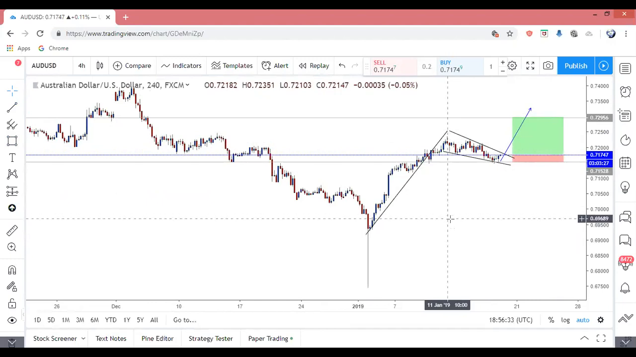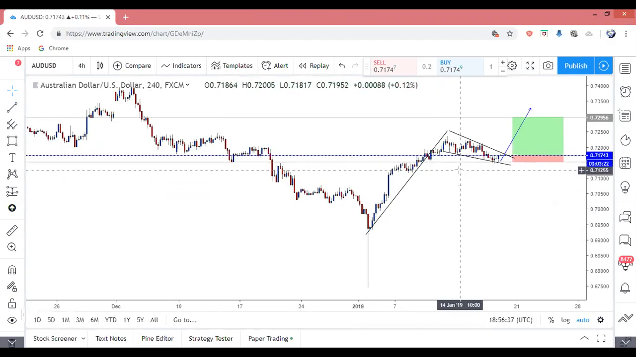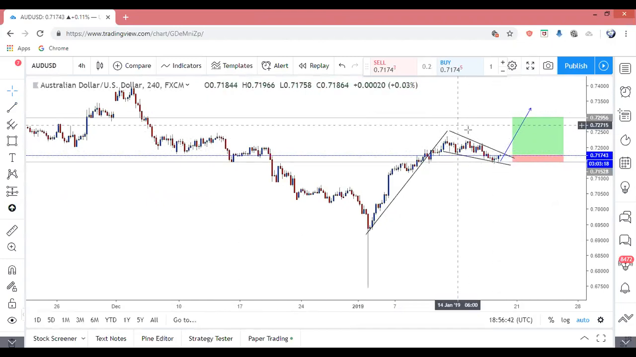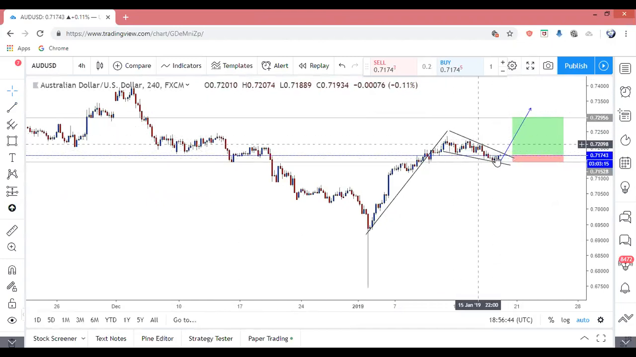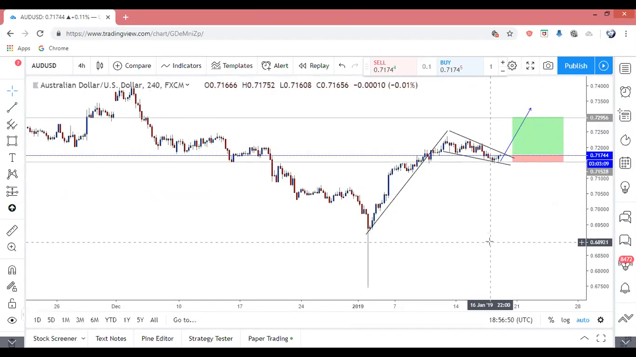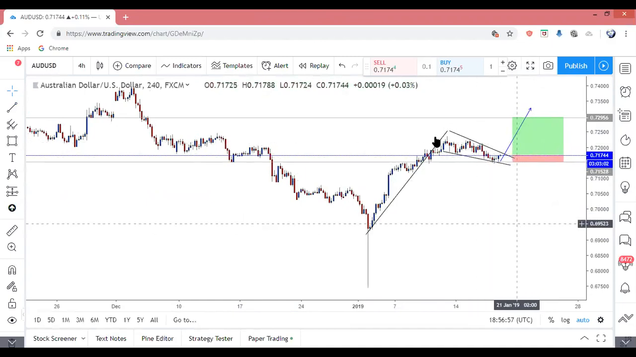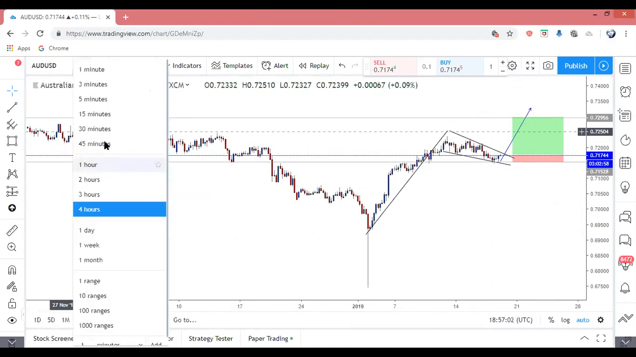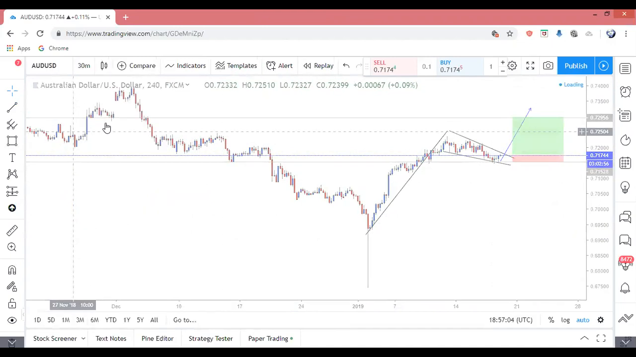What I'm showing you here is, firstly, this is a small move on H4. You see, it's a small move. It's just this drop, and then after that, the bigger move, and then after that, I'm expecting a bigger move again. But if you go to a smaller time frame, you'll find out that this is actually a bigger move. This whole drop is actually a bigger move. Let's go for 30 minutes.